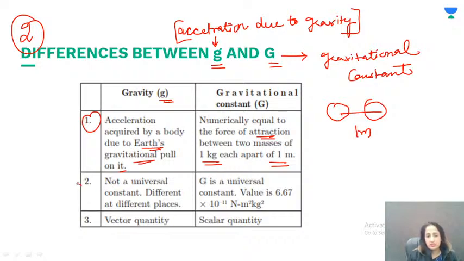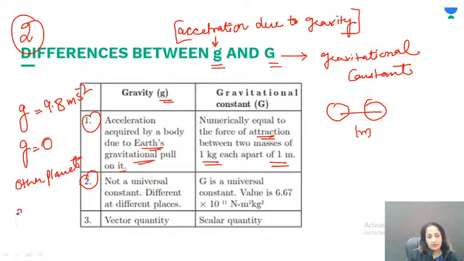Small g is not a universal constant, because this thing changes from place to place. As we know, g value on Earth is 9.8 meter per second squared. The g value in space is 0. The g value on other planets, or let's say on the moon, is totally different. Small g is a vector quantity because it is acceleration, and as we know, it has both magnitude and direction, while capital G is a scalar quantity, and it is a universal constant. Its value does not change.